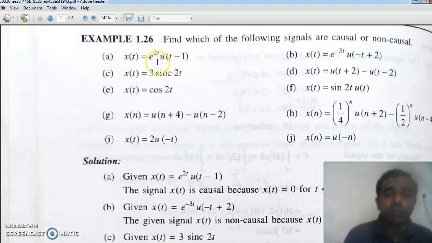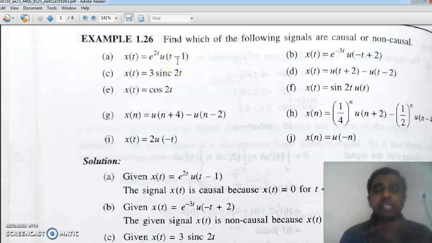Okay, this one, what is the value? e raised to 2t u of t minus 1. What is the result? The result is that u of t minus 1 starts at 1 and extends up to plus infinity. So this signal is strictly a right-sided sequence. It is only having values at positive values of t. So multiplying such a signal with e raised to 2t, the whole thing becomes a causal signal.